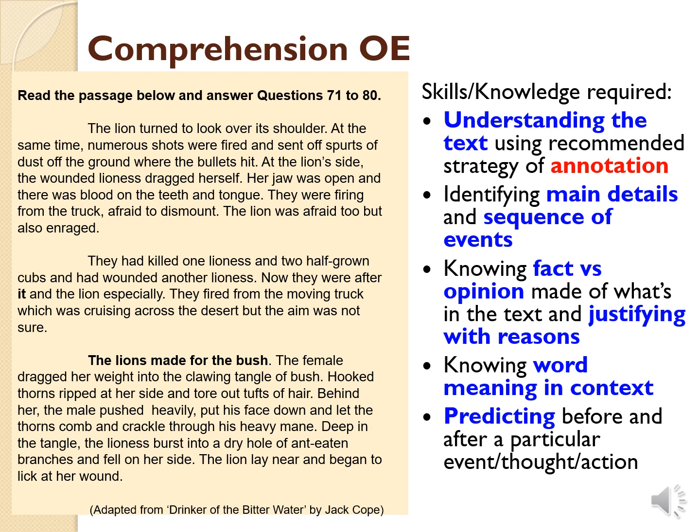These are the skills required of students for comprehension open-ended. They are understanding the text using annotation, identifying main details and sequence of events. Students need to be able to differentiate fact from opinion and justify with reasons. They need to know the meaning of words in context and be able to predict the development of the text.